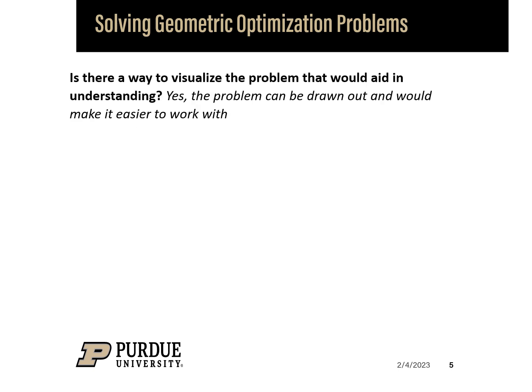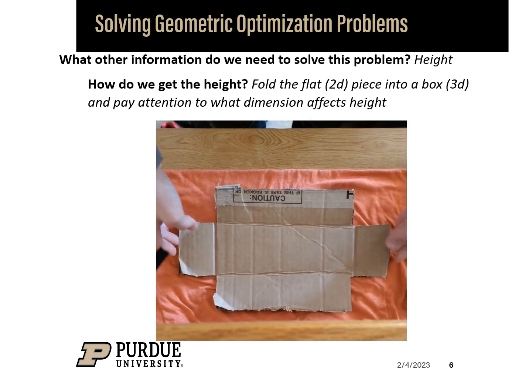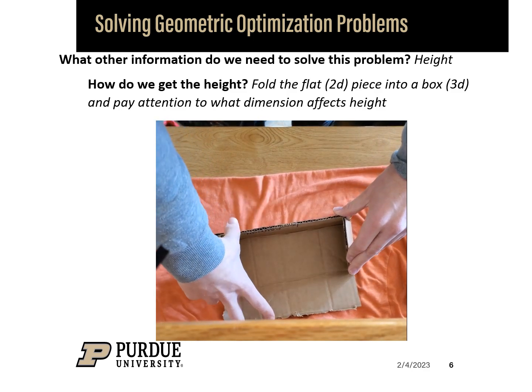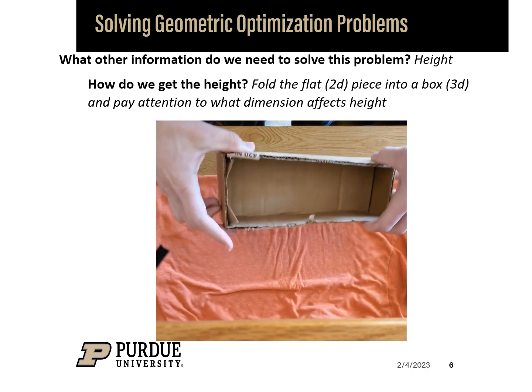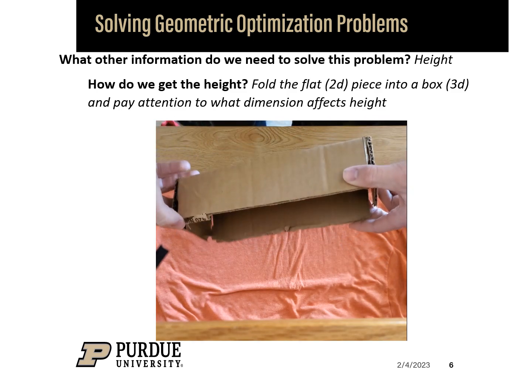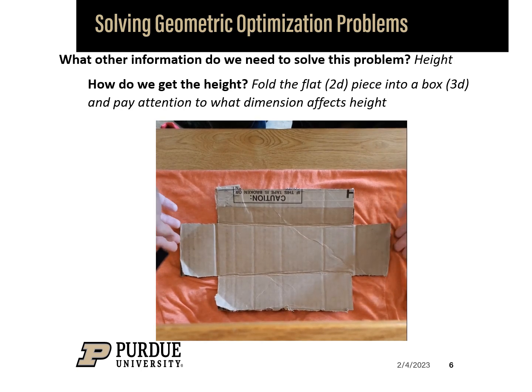Then you ask the question, is there a way to visualize it? And this one is a very easy one to visualize, as can be seen in the illustration here. So the problem statement gives us some information, but not all of it. A question we need to ask is, what other information do we need to solve this problem? We need to know the height, because with the 40 and 30 we can deduce the length and the width, but we need to find a way to relate them.